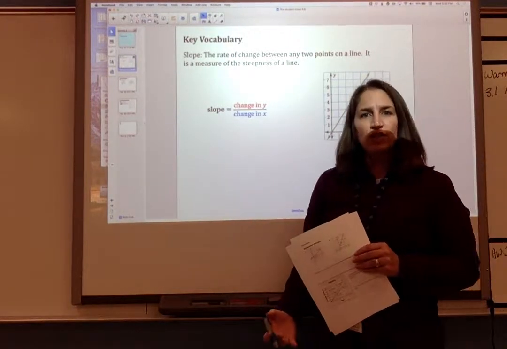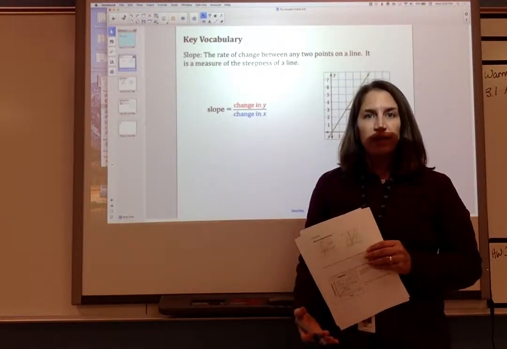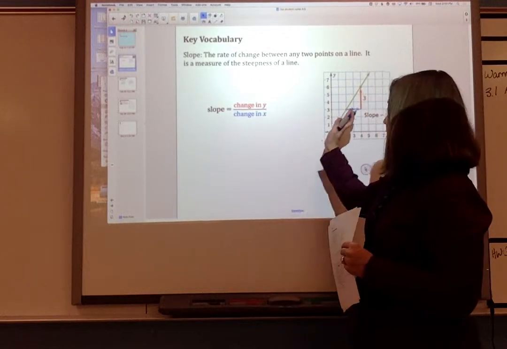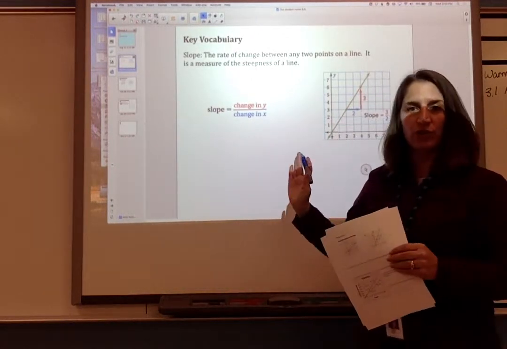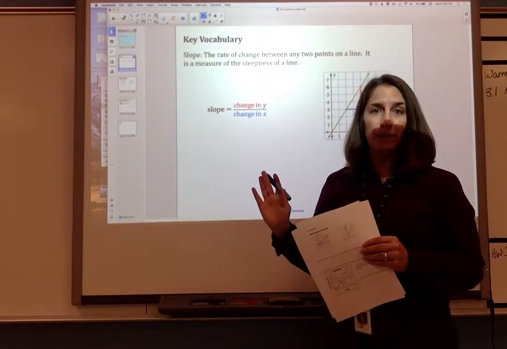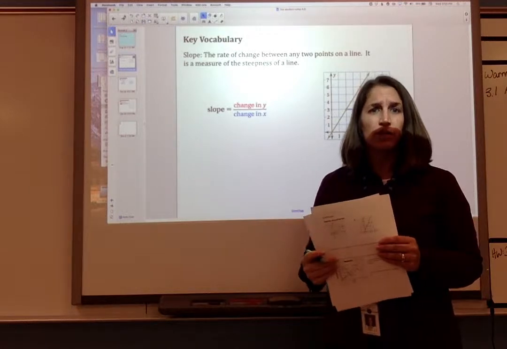Slope is the rate of change between any 2 points on a line, and it's a measure of the steepness of the line. So as you look at a proportional relationship and you look at that line, you can see how steep it is and you make an estimate to the slope.